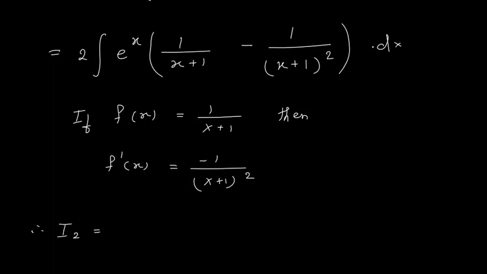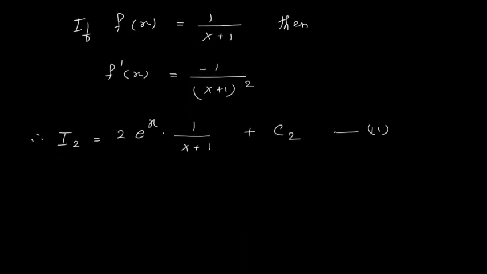Therefore I2 is equal to 2 into e power x, this is f(x) and this is f'(x). So f(x) plus f'(x). So it is e power x into f(x), that is 1 upon x plus 1. And here I will take one more constant of integration as C2. This is my second equation.